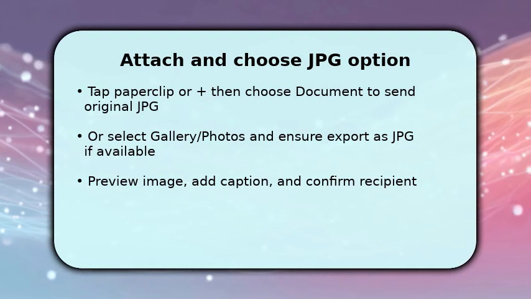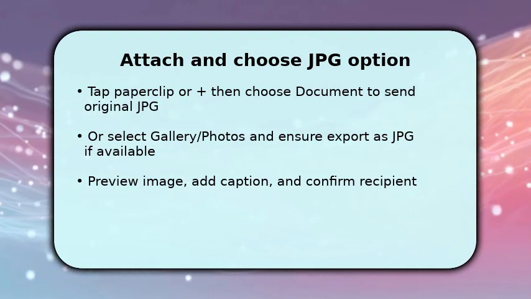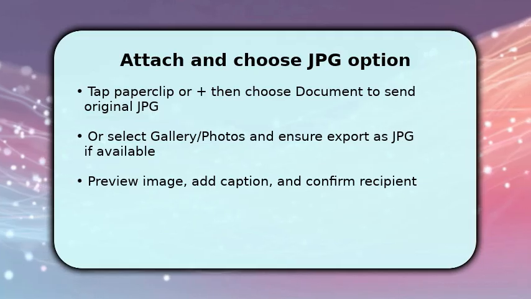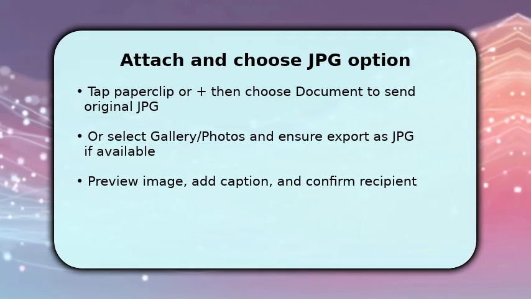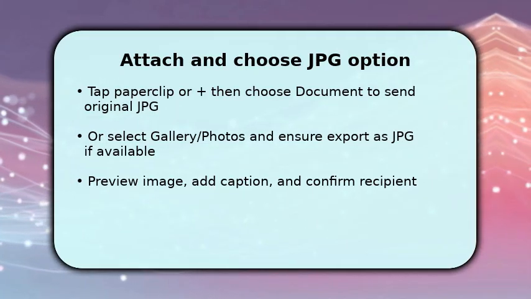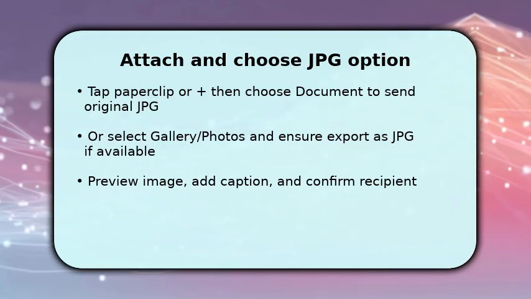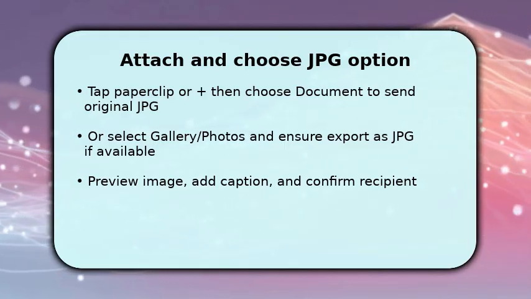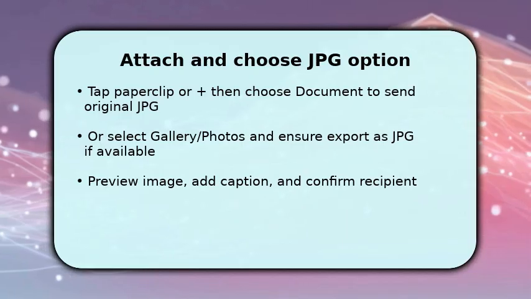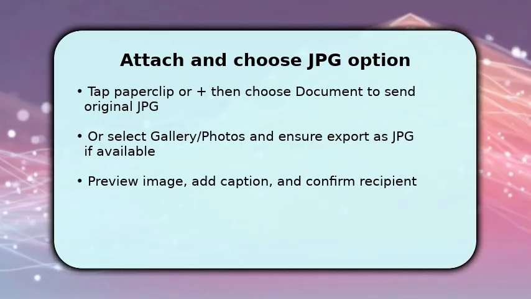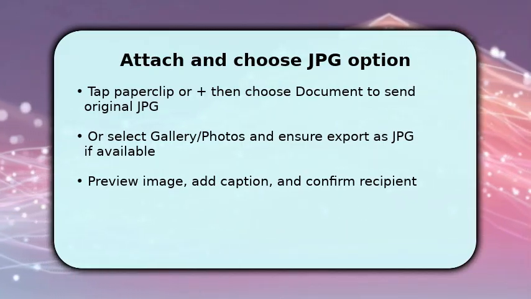Now attach the image correctly. Tap the paperclip or plus sign in the chat. Choose Document to send the original JPG file without WhatsApp recompression, which keeps quality and metadata. Alternatively, select Gallery or Photos and pick Export or Save as JPG before sending if you need a different size.